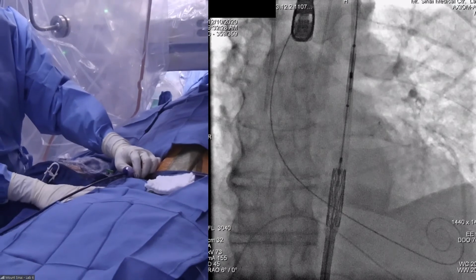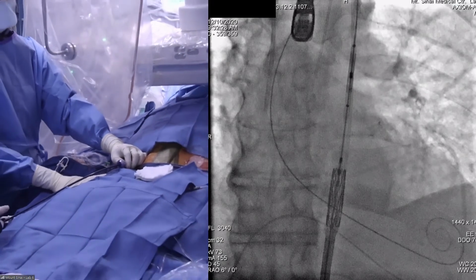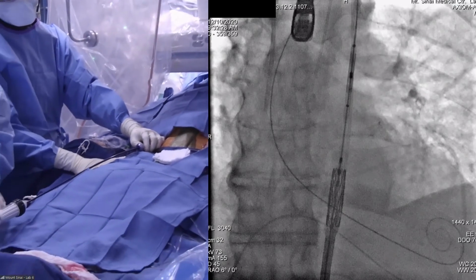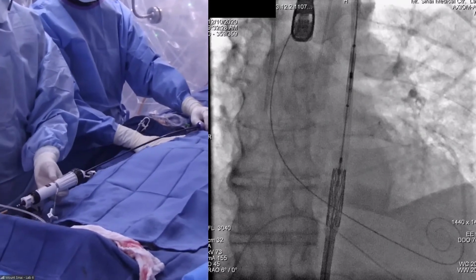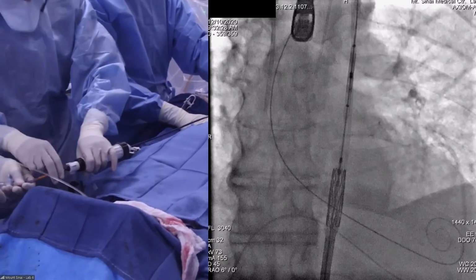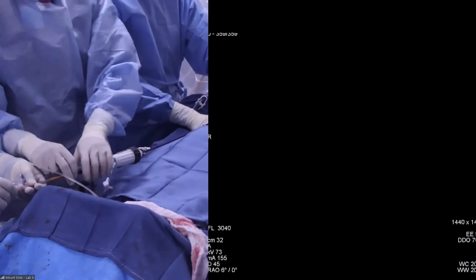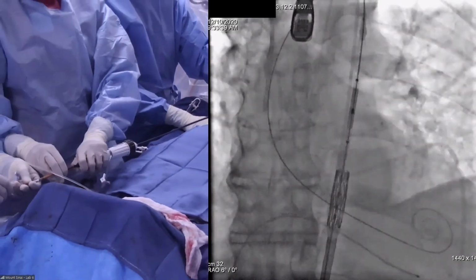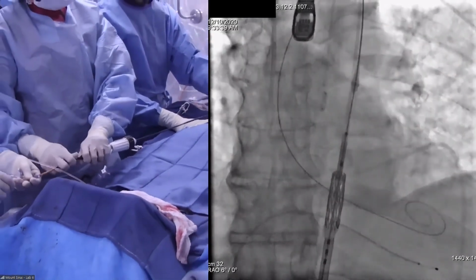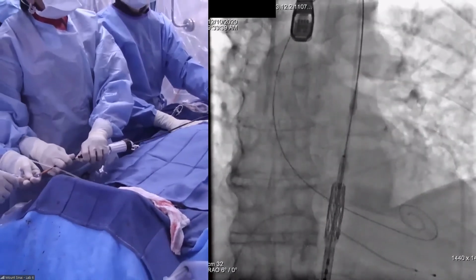Now the next step is loading the valve. It's the job of the second operator and the third operator. The third operator is advancing the wire, and this is what I'm going to do. You release here and start bringing the balloon back. This has to be done in the straight part of the descending aorta.